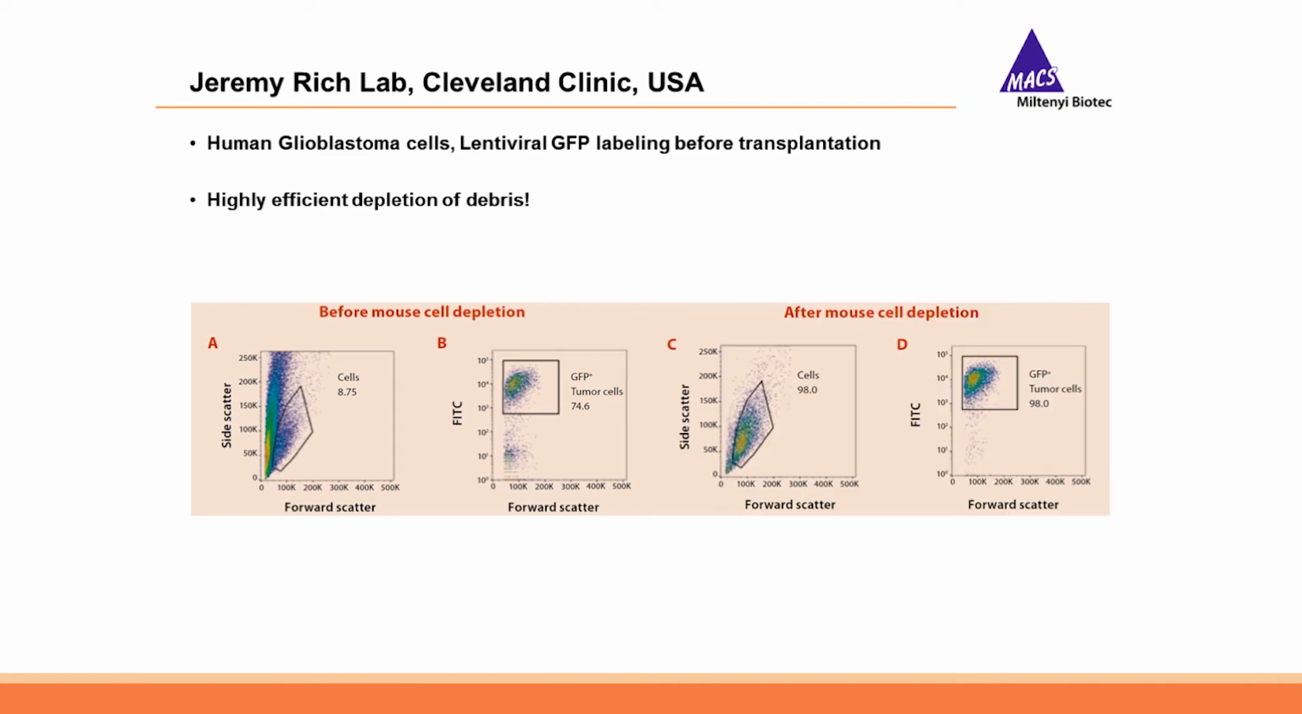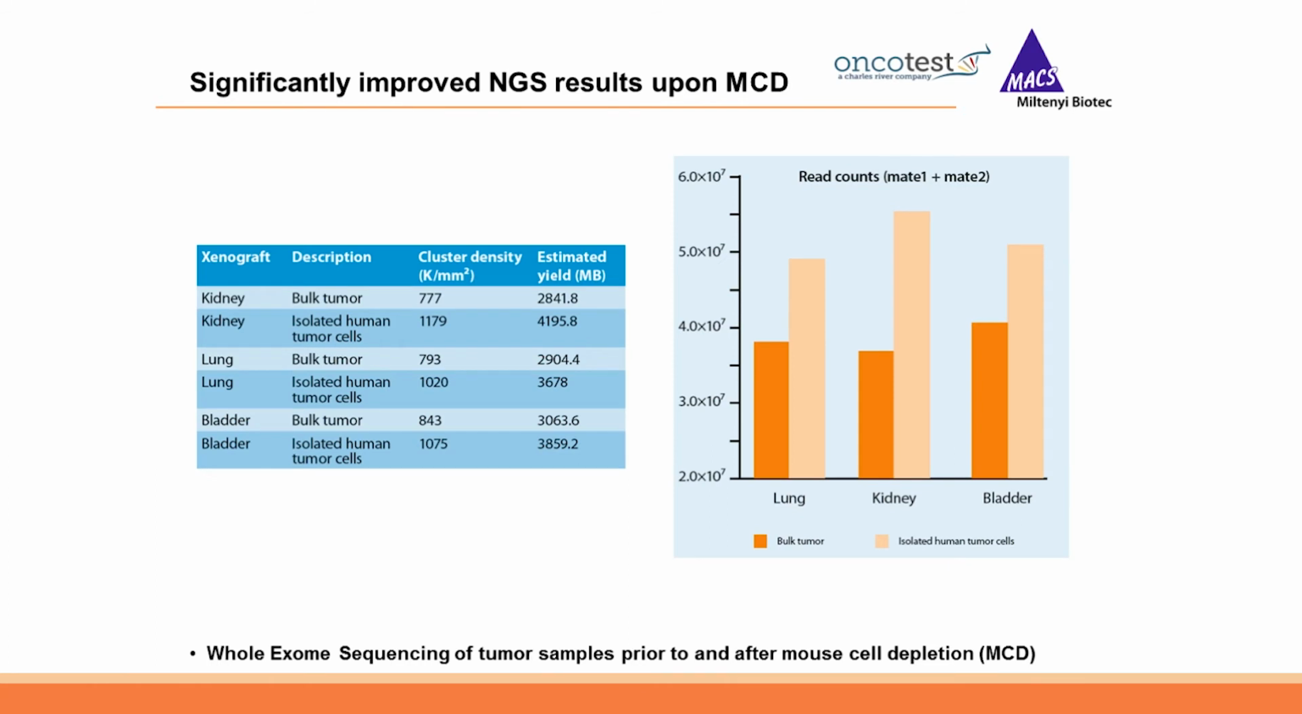And now what you see is that next to isolating or depleting all the mouse cells, in C you have really cleaned up your samples. So you have a significantly lower amount of dead cells and debris. And this is very surprising and, of course, very beneficial for a lot of downstream applications, including, for example, next-generation sequencing, as you see here, because we wanted to evaluate the debris removal step in this respect, and did it in collaboration with Charles River on 3 different kinds of xenografts: lung, kidney, and bladder cancer xenografts.